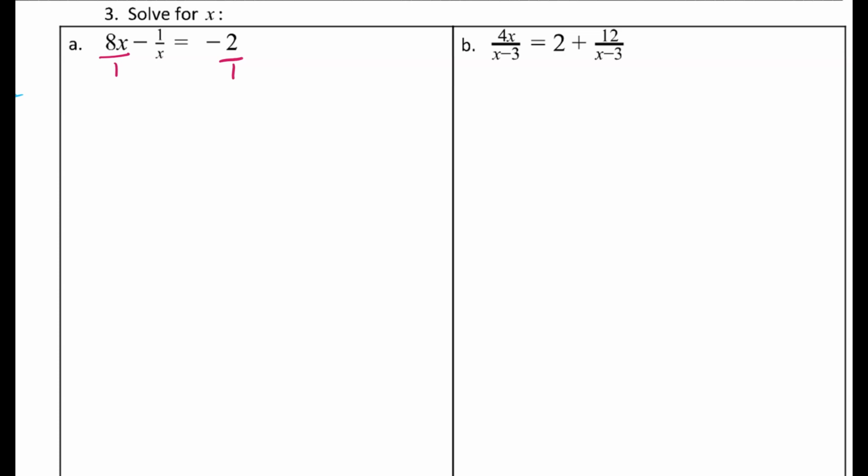I noticed that my 8x and my minus 2 aren't fractions yet, so I just put those over 1 to make them fractions. I'm looking for a least common denominator that I can have between all of my terms here. Between 1, x, and x, there are steps I can take to make this denominator x and this denominator x, so my least common denominator is just x, if I multiply by x over x on this side and x over x over here.